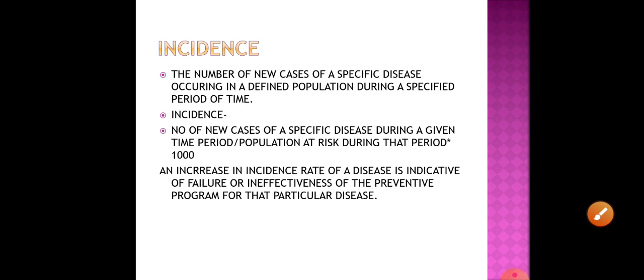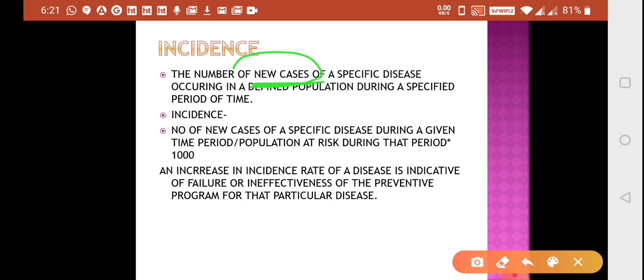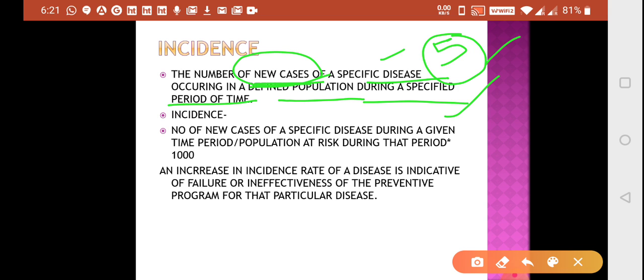Next we come to the incidence. So incidence is basically the number of new cases. New, you have to mind it, new cases of a specific disease occurring in a defined population during a specified period of time. Like you say that in this 1 month there were 5 new cases of caries in this class of students. So the new cases were 5, specific disease was caries, specified period of time was 1 week, 7 days or 1 month, and there was a defined population, this class 4A.